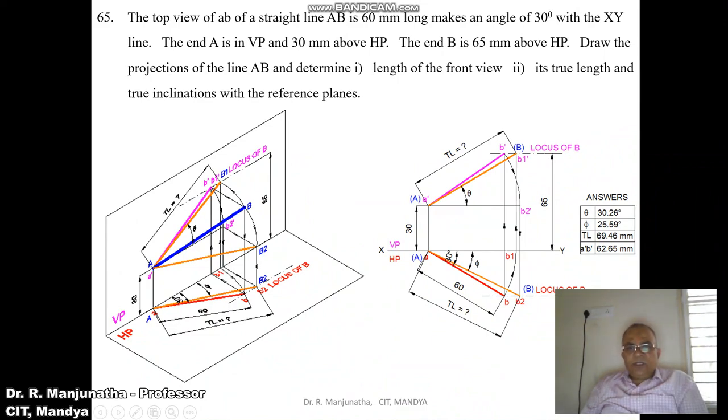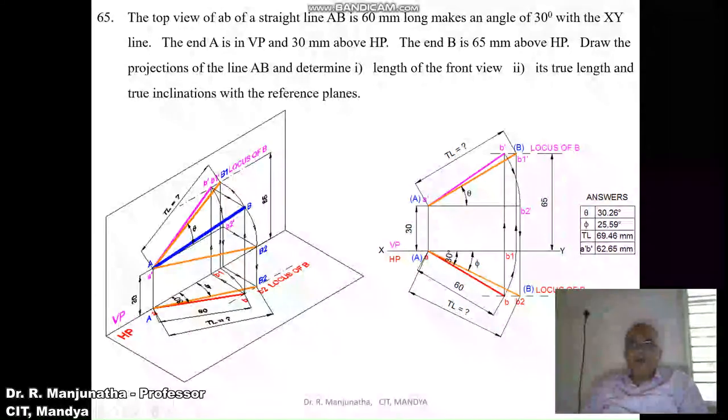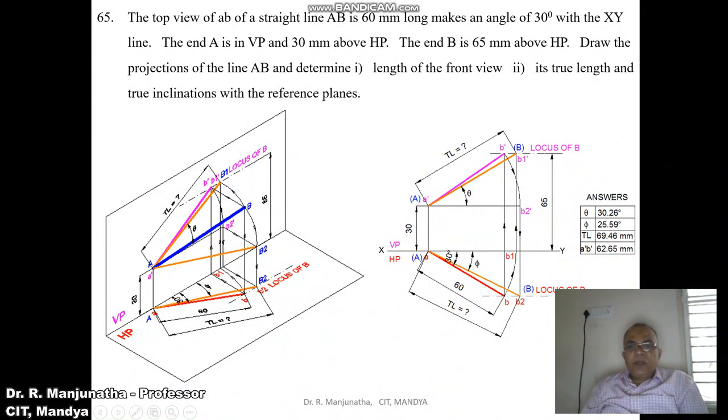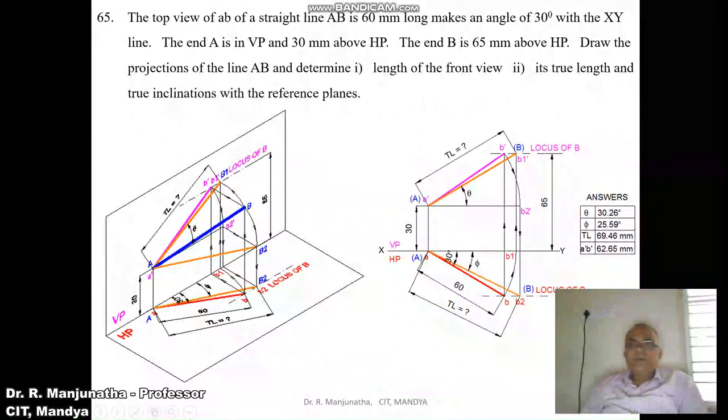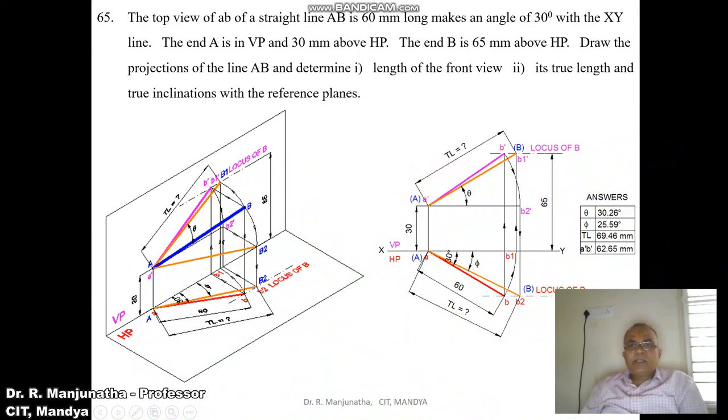Then since we know the top view line and we know the front view locus, from B you draw a vertical projector to the front view, so that it cuts the locus of B in the front view. Then you mark the point as B dash, then join A dash B dash with a dark line. So now we have the front view and we have the top view.